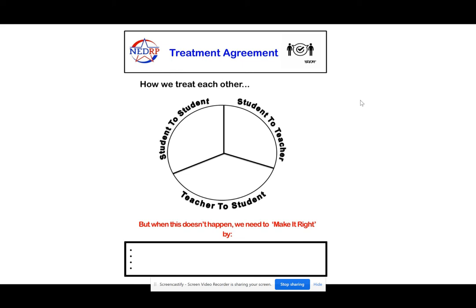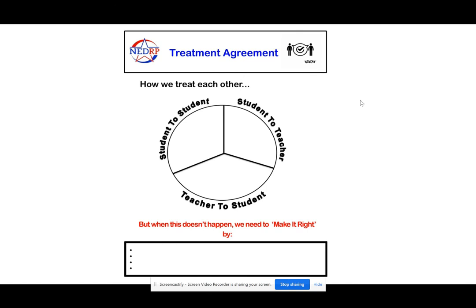It is better to have a few really explicit ones than a whole giant list of things that mean different things to different people, because that's where we get into hidden rules and hidden social expectations. So I'm going to ask you to brainstorm how students treat each other, and student to teacher, so how you should treat me and interact with me, and how I should treat you and interact with you. That's one of the things I love about this model, is I think it's really important for students to have a voice in that as well.